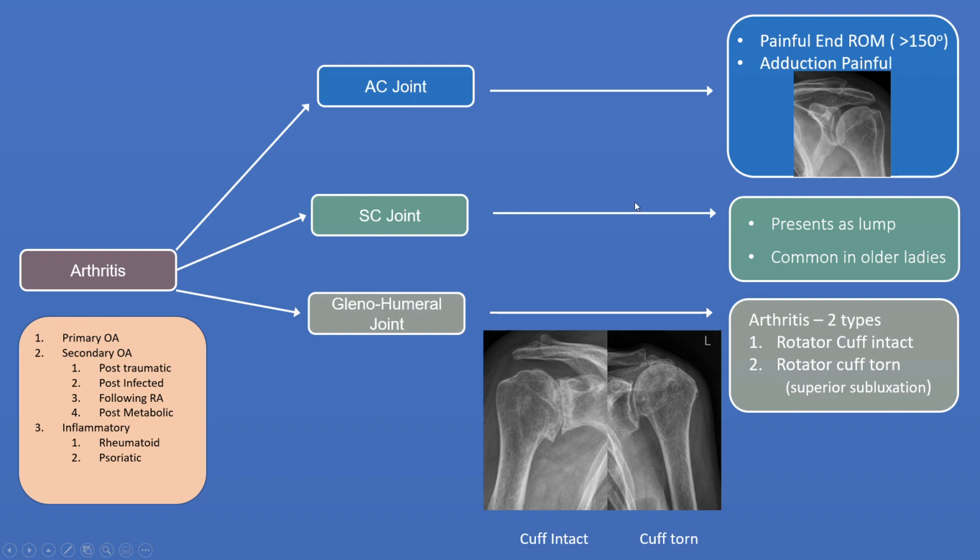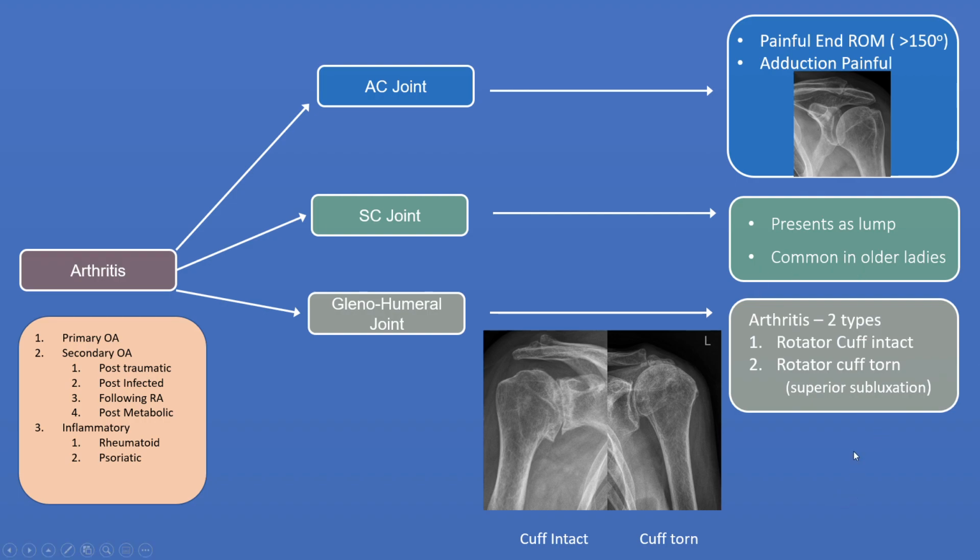Sternoclavicular joint arthritis is also relatively common. It occurs in older people, but it's more noticed in older ladies because they're wearing a lower neck cut, and with a necklace they suddenly see a lump at the sternoclavicular area and worry there's something more sinister. It's usually benign and is quite common.